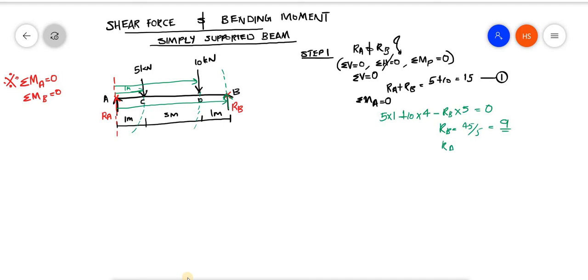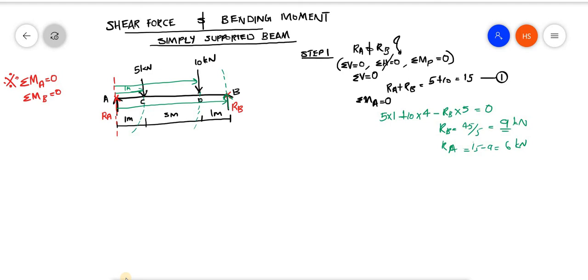Therefore, substituting in this, RA is equal to 15 minus 9, that is equal to 6 kilonewton. So RA and RB I have obtained. The first step while drawing the shear force and bending moment diagram for a simply supported beam is that we have to find out the reactions. In the cantilever beam, we could directly find the bending moment diagram, because only one support was there. But here, in the case of a simply supported beam, or any other beams which we are going to study, the first step is to find out the support reactions.